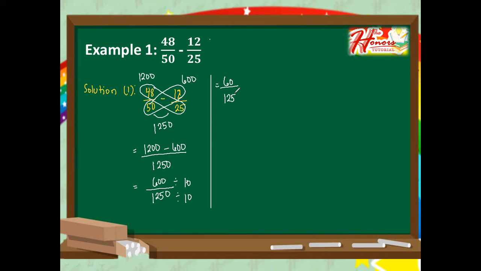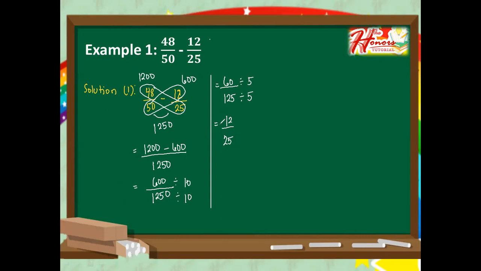So kindly think of a number that can divide the numerator and denominator at the same time without remainder. And we can have 5 here to divide. So 60 divided by 5, that is 12, over 125 divided by 5, that is 25. So the answer is 12 over 25.